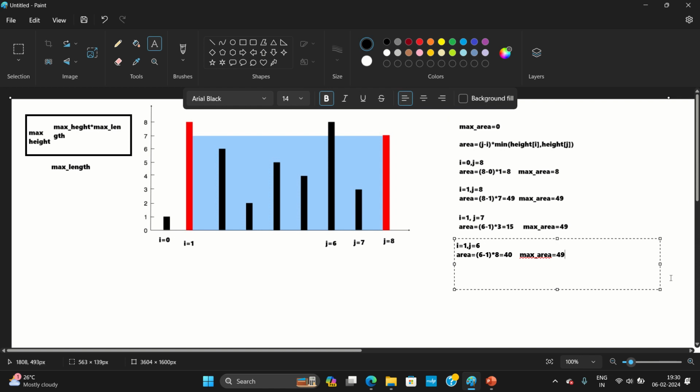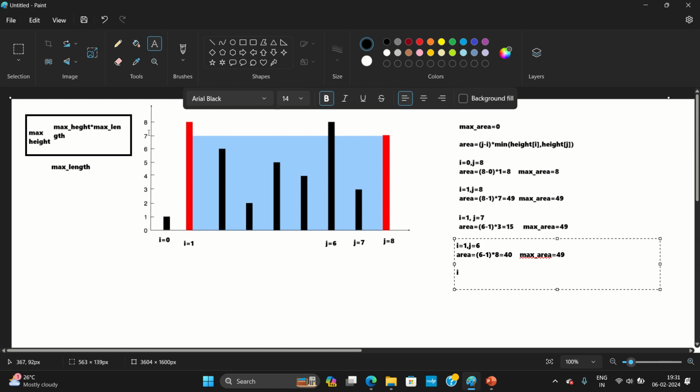Now among these two, as no one is lesser, you can consider moving any one of the pointers. Okay, so I am moving I only, the first pointer.